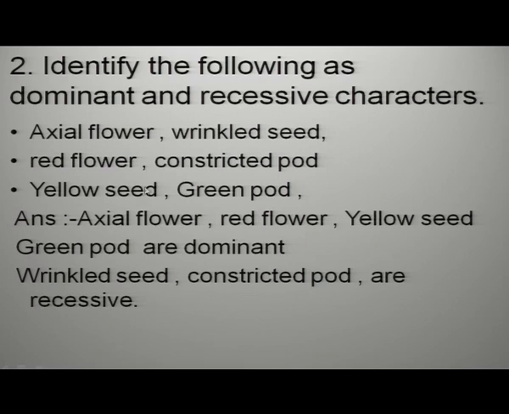Now, here is your second question. We have given a different set of characters here. You have to identify which among the following are dominant and recessive. Here the characters are axial flower, wrinkled seeds, red flower, constricted pod, yellow seed and green pod. You have to identify which among these is a dominant character and which are the recessive characters. Yes, your answer: axial flower, red flower, yellow seed, green pod are dominant. Wrinkled seed, constricted pod are recessive.